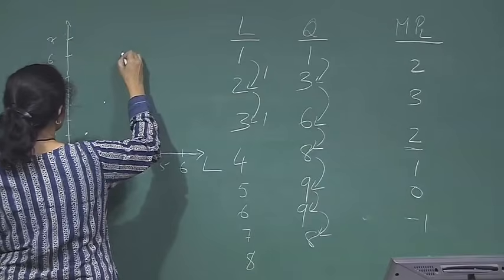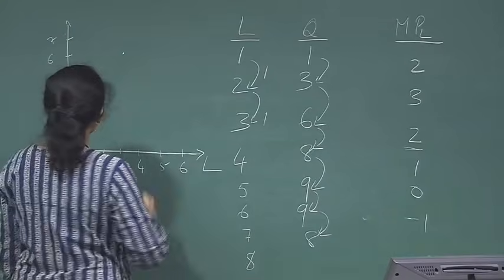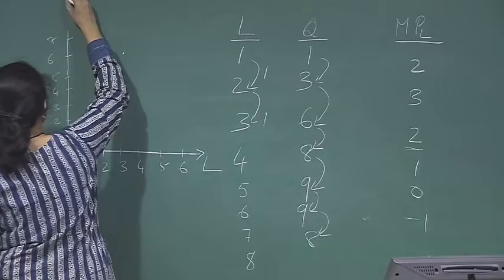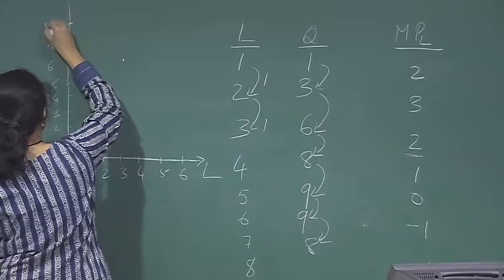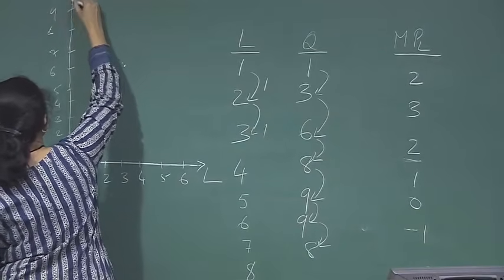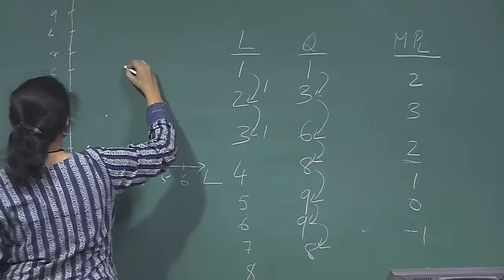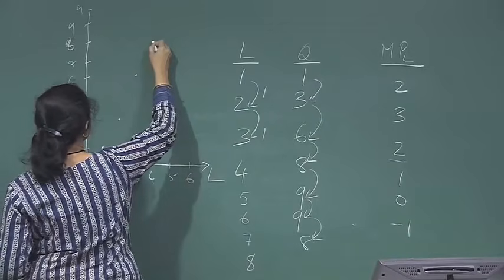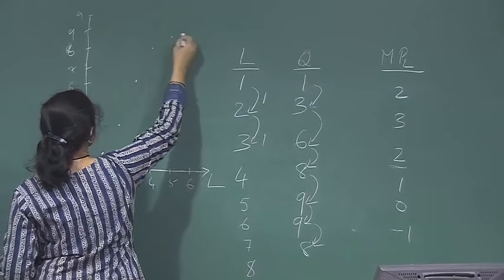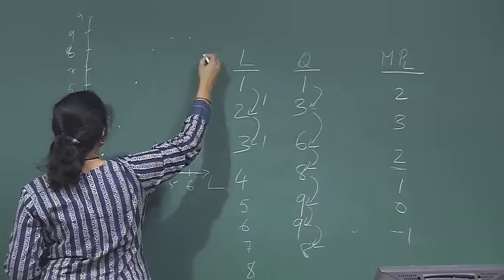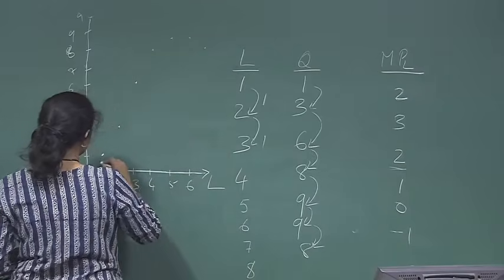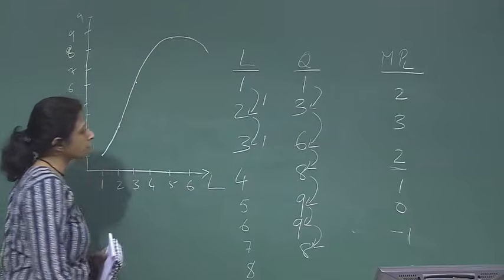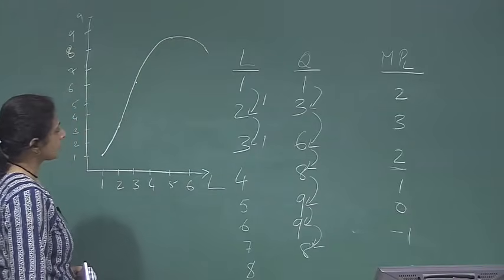So third person, he gets 6 units, and then 8, 9, 9. Fourth person: 8, then 9, then again 9, and then declining. So basically his production function looks like this.